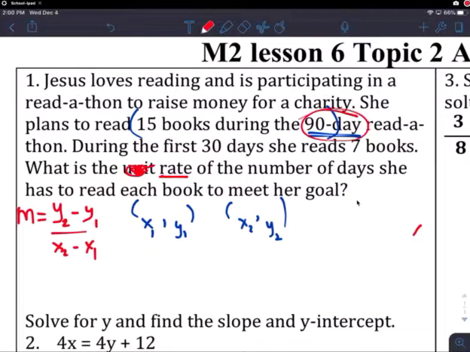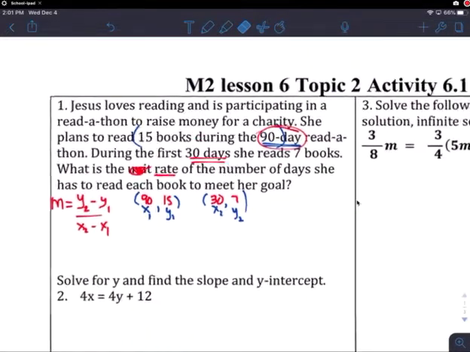Okay, so 90 here and 15 there. And then 30 first because it's day. Day is time in days, and then x. And then you solve the problem for the rate of change. Make sure you know what it means.